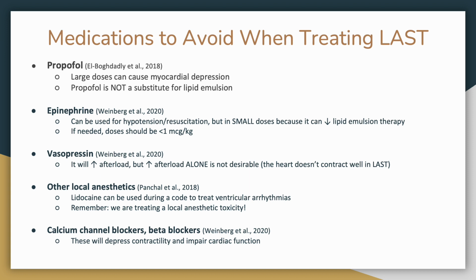Also, vasopressin will be avoided. It will cause vasoconstriction and increased afterload, which makes it harder for the heart to contract against the added pressure. We should also avoid any other local anesthetics that might be used for resuscitation or arrhythmias because we are trying to manage a local anesthetic toxicity. Finally, we want to avoid calcium channel blockers and beta blockers if possible because they just impair cardiac contractility and function.